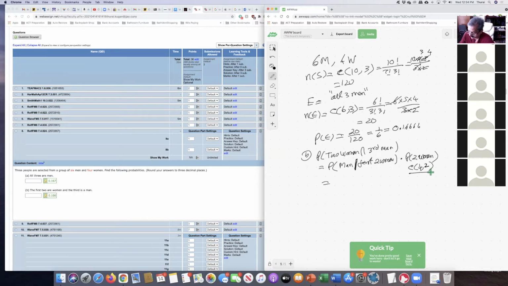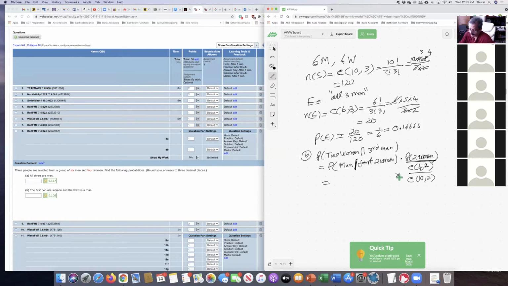So the question here is, what is the probability that the first 2 will be women? So that means you're selecting 2 from 10, and those 2 have to be women. So C42 is the numerator, and C102 will be the denominator. You're selecting 2, and both of them have to be women.